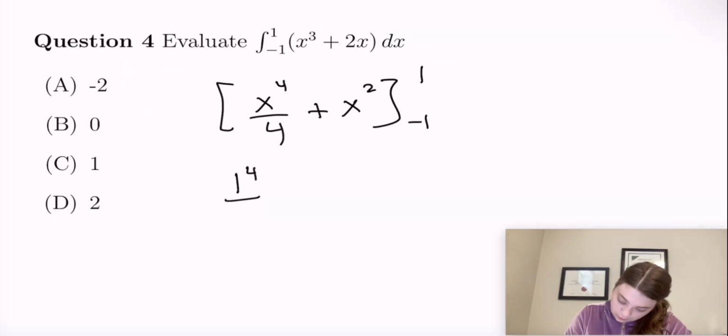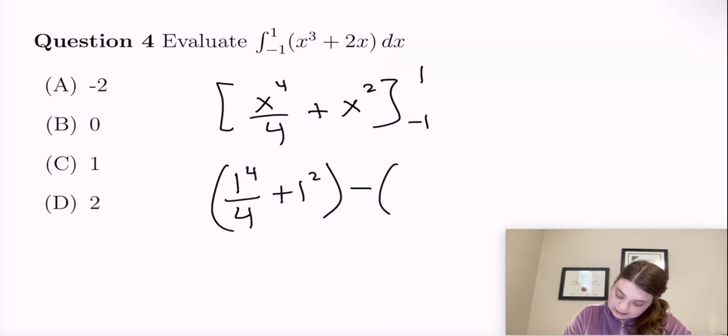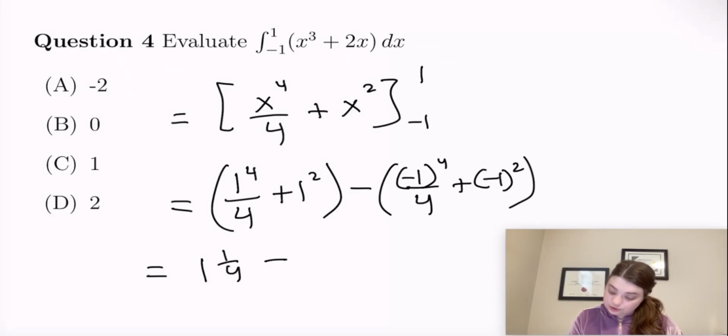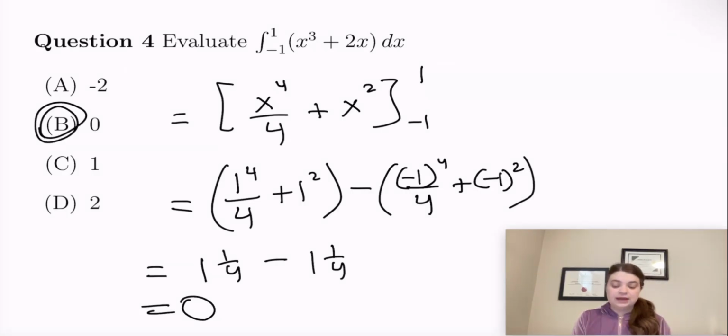So 1 to the power 4 over 4 plus 1 squared, minus negative 1 to the power 4 over 4 plus negative 1 squared. And then that is just going to equal 1/4 plus 1, which is 1 1/4. And then here we're also going to get 1 1/4 again, so minus 1 1/4, which is going to just give us 0. So the answer for this one is 0.